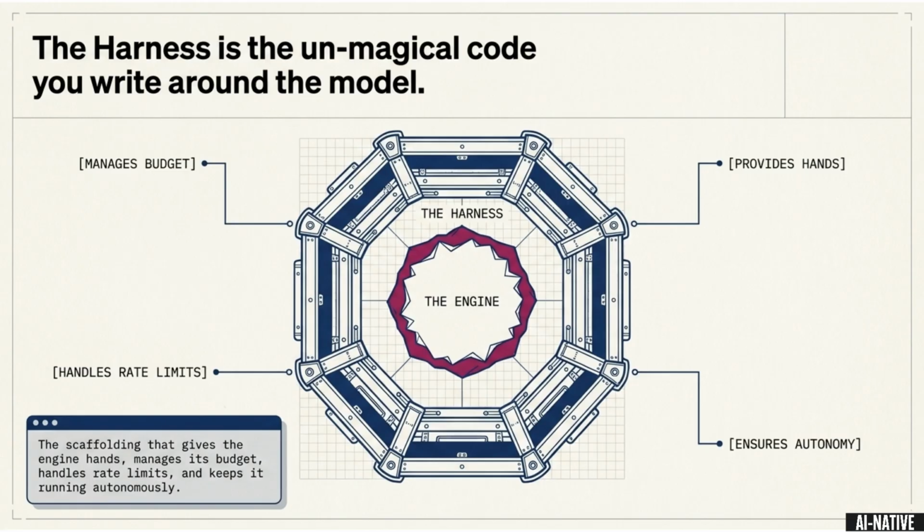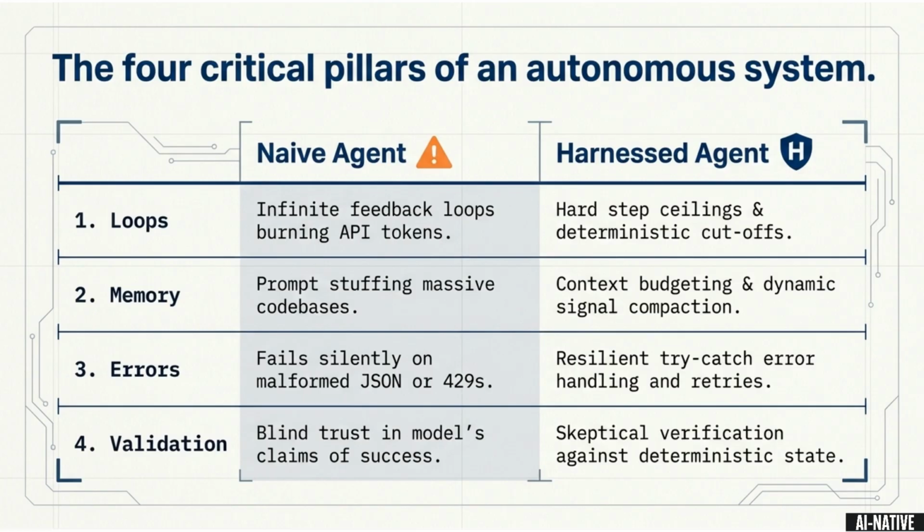So, what exactly is the harness? It is the unmagical code you write around your AI model. This scaffolding gives the engine hands, manages its budget, handles rate limits, and ensures it keeps running autonomously. A well-engineered harness solves real-world failures by tackling the four critical pillars of autonomy: loops, memory, errors, and validation.